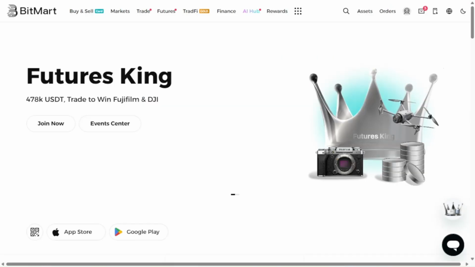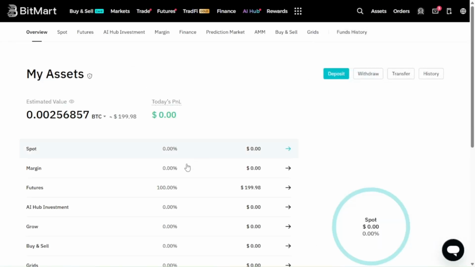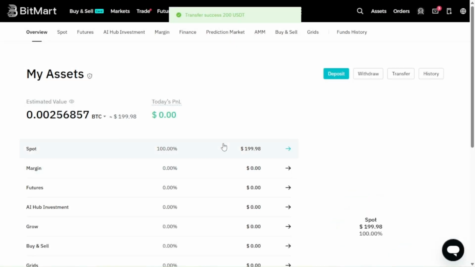To start our spot trading tutorial, the first thing we want to do is make sure that we have deposited our funds into the right account. So let's head up to Assets, go to Overview, and we can see that we have 200 USDT in our futures account. We want this in our spot account, so we are going to click Transfer and make sure we have futures to spot. We can see our 200 USDT, and we are going to confirm the transfer. We can now see we have 200 USDT in our spot account.